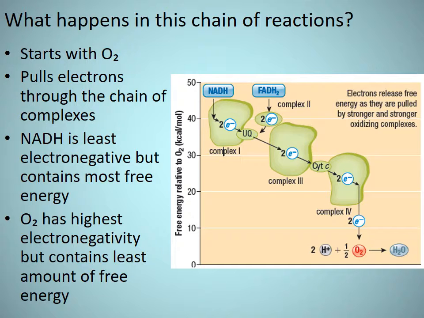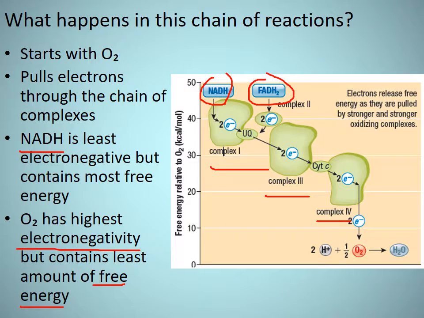Essentially, what happens in this chain of reactions? Well, again, oxygen has the highest electronegativity value of all of these complexes, so electrons will be pulled through the chain. NADH is the least electronegative, but contains the most free energy, because that energy came from glucose. Oxygen has the highest electronegativity, but contains the least amount of free energy. We can see that in the graph here: free energy released as a result of the complexes. So NADH and FADH2 are the co-substrates here that have the highest free energy.